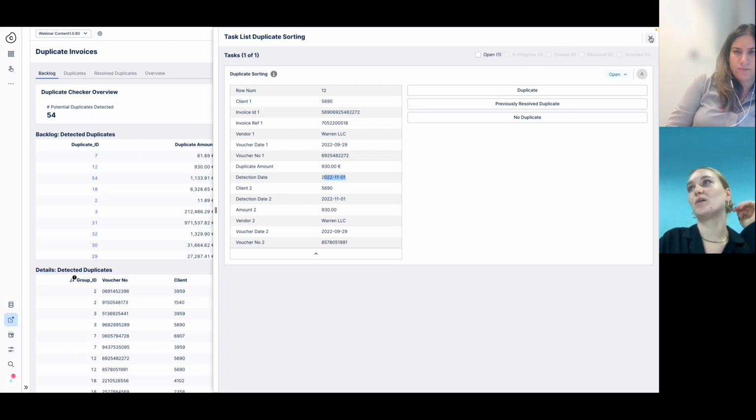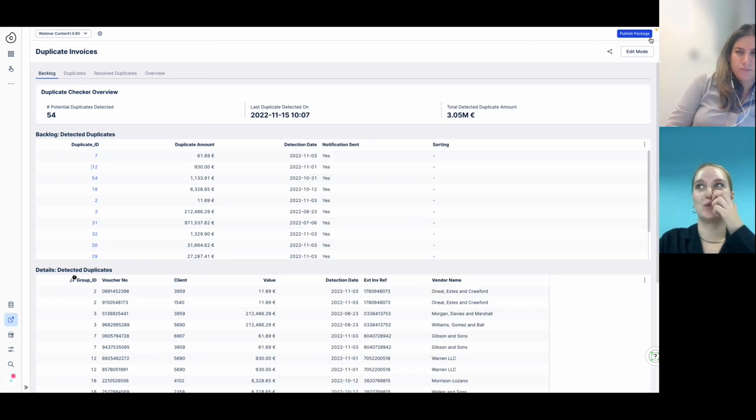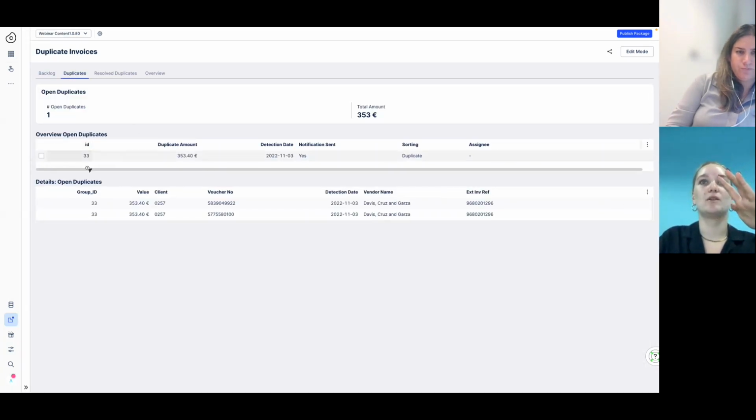Okay, I'll just show you. I was prepared for this, so I'll just show you an example. If we sort it on duplicates, we can then find it back in the open duplicates. So we basically make a distinction between what has to be taken care of and what was already resolved. In the open duplicates here, this then becomes the to-do list for the AP team. Okay, this is an open duplicate right now.